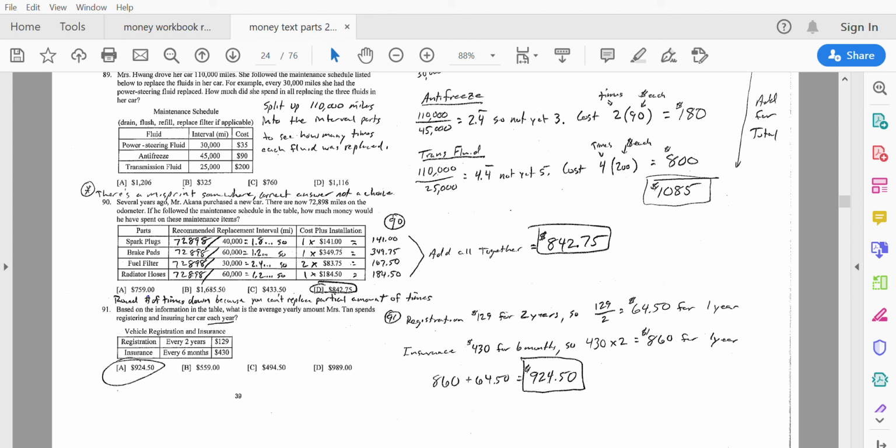Insurance. Okay, make sure you pay attention here. It doesn't say every 6 years, so we're not doing the same thing. We're not going to divide by 6. It's $430 for every 6 months. Okay, so $430 for every 6 months. So I took 430 times 2. I really didn't write down why I did times 2, but the reason is because this is for 6 months. A year is 12 months.